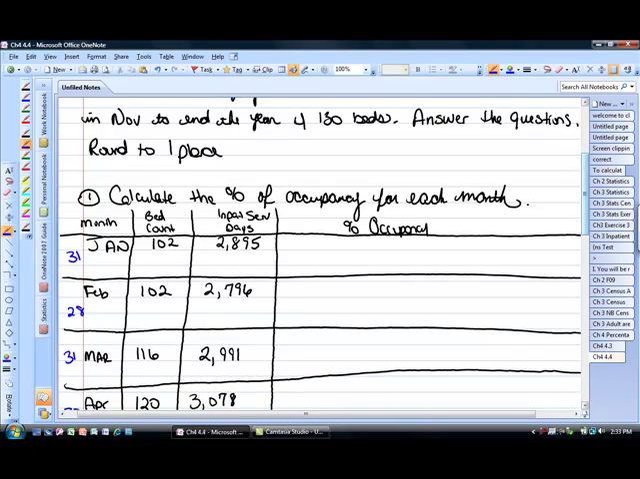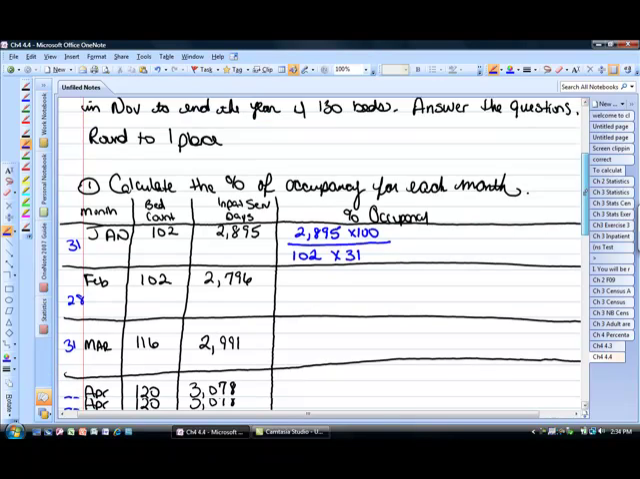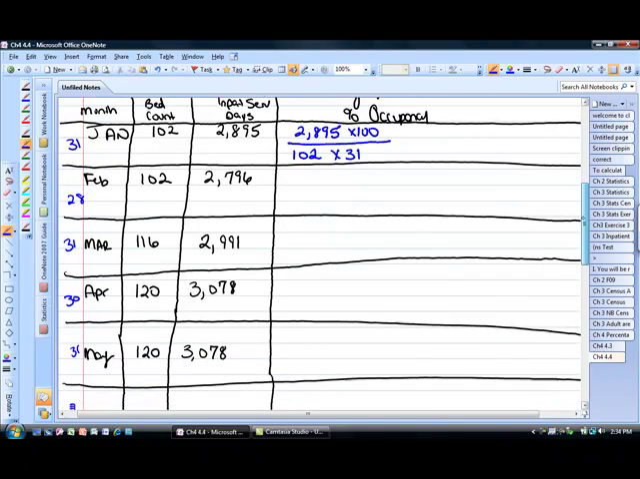Okay, as we know, it's inpatient service days times 100. So we have 2,895 times 100 over our bed count, which is 102, times the days in the period. The number of days in the period is 31. Let's go ahead and set all of these up with the appropriate information, and then we'll go back and do our calculations.